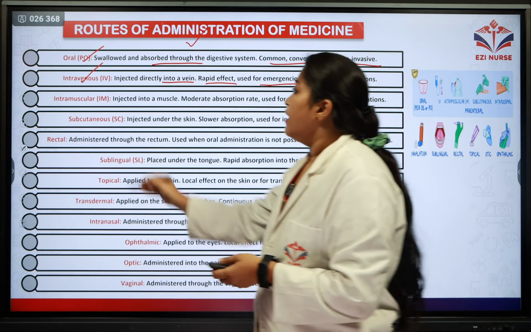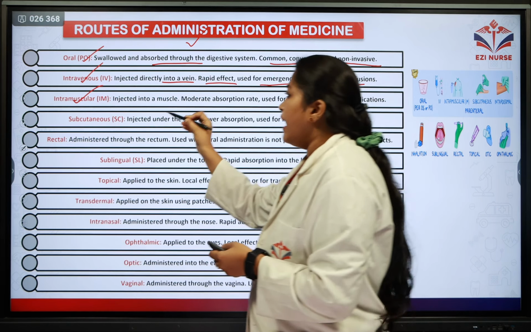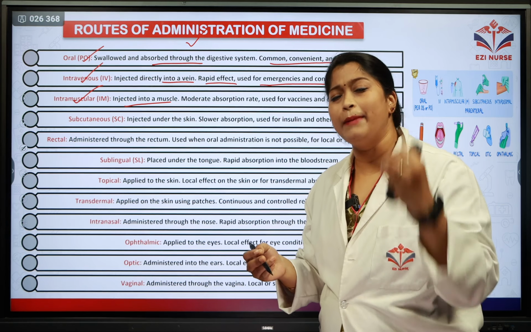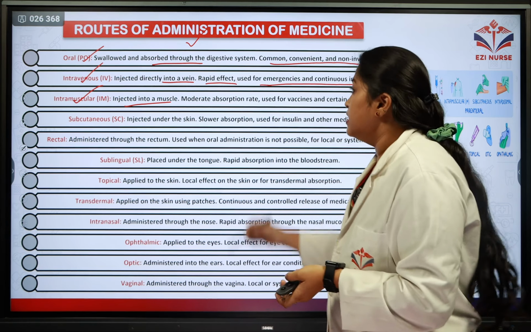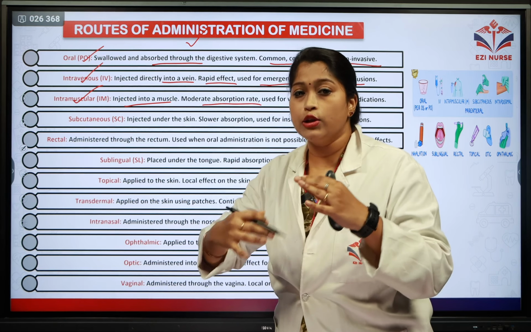The next route is the intramuscular route, also called the IM route. It is injecting into the muscles. So we are injecting the medications into the muscles. Moderate absorption is seen, not very rapid, not very slow.